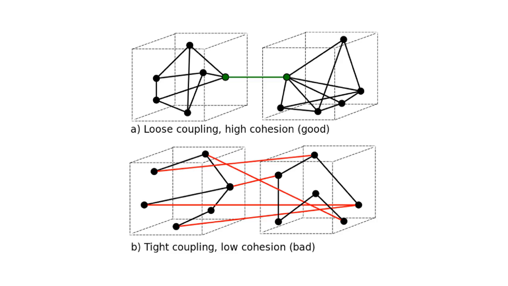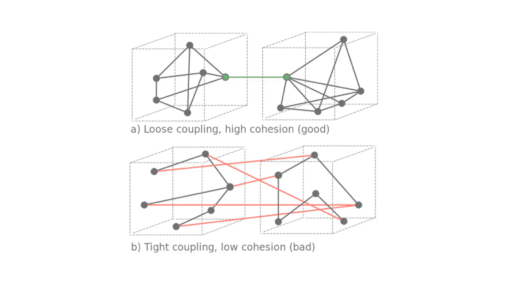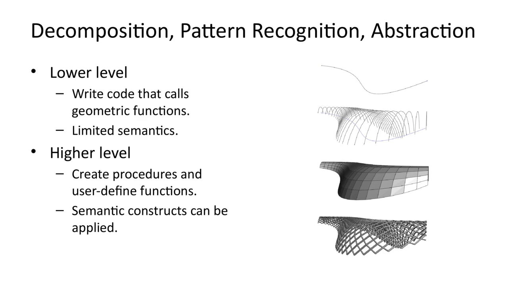In this video, we will look at the concepts of decomposition, pattern recognition, and abstraction. When writing code to generate some kind of 3D model, we can think of it at two levels.